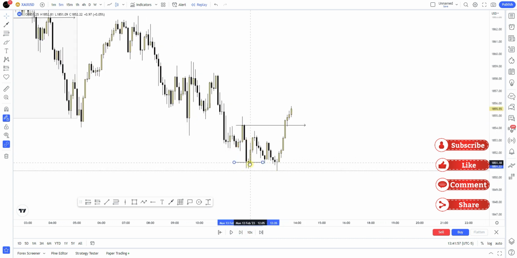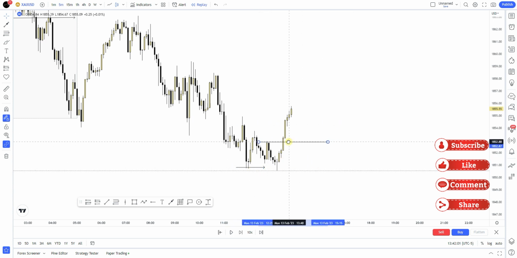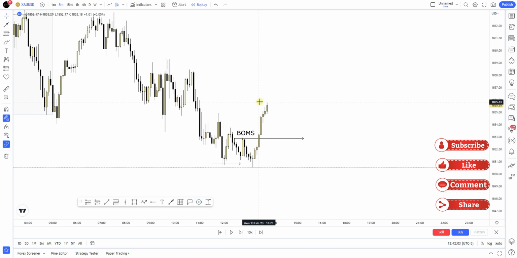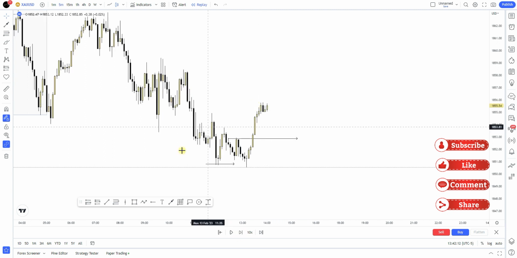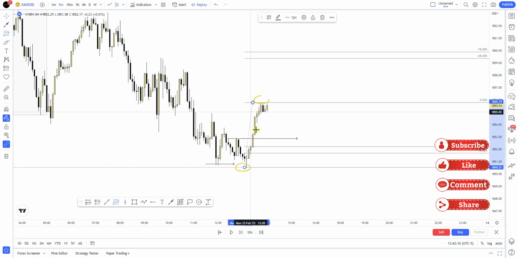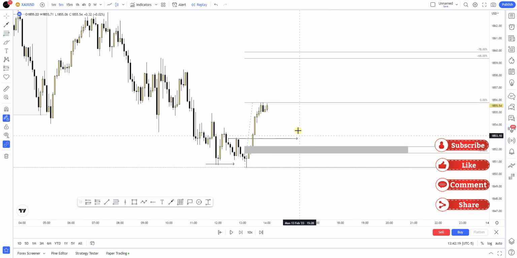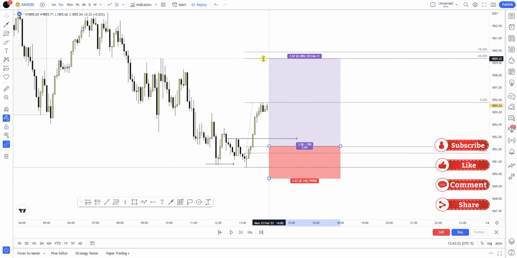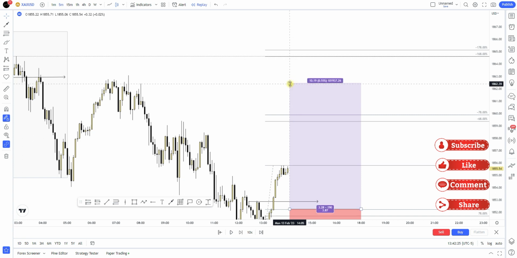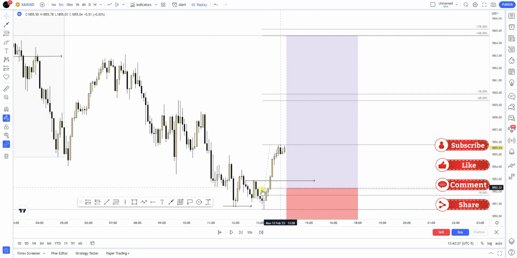So we have liquidity taken down here. We have a break of structure. So I want to see the market start to pull back before I put my fibs, right? This is how I'm trading currently. All right, so right here is where I'm going to draw my fibs. From here to here. And I'm going to take my entry here. Right here.